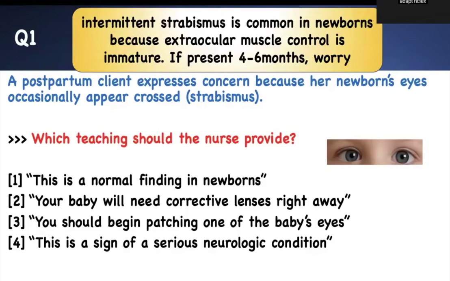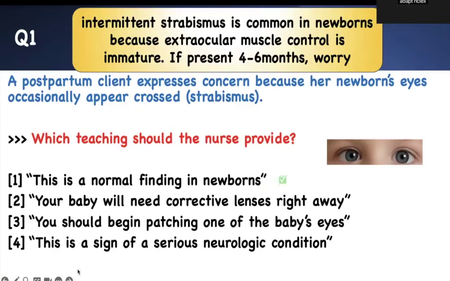We have something we call intermittent strabismus. This is common in newborns because the muscles of the eye are immature, and it can be present for up to 3 months. After 3 months, if the eyes are still crossing over, then that's a problem. It's a pathological problem. Getting to 4 to 6 months, you have a problem. That means we have to do something about it. But for now, nothing to do.